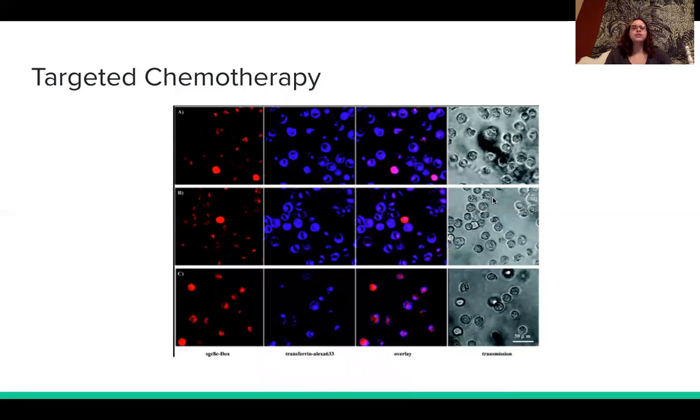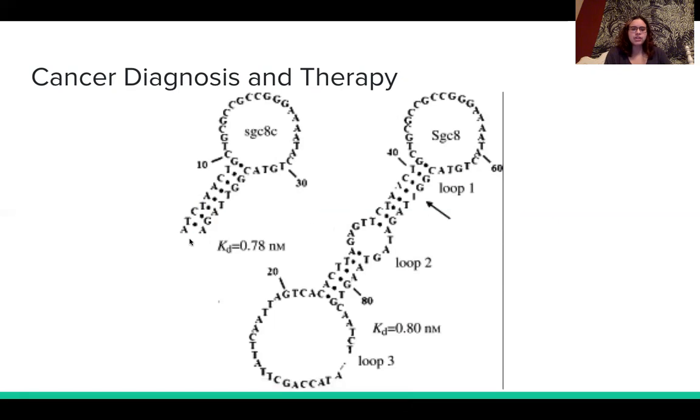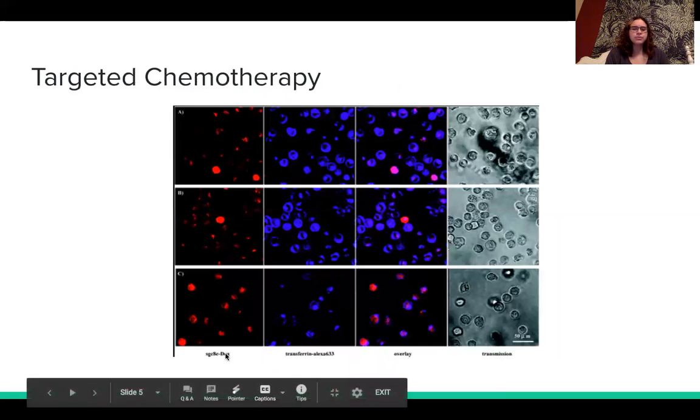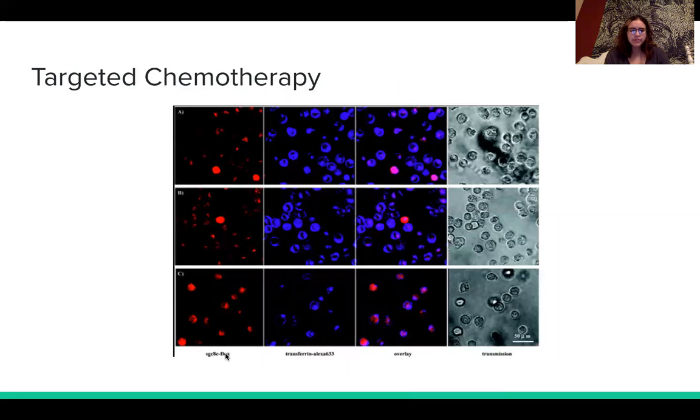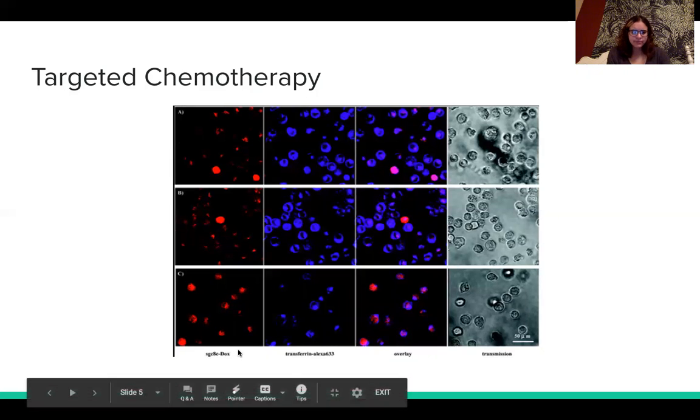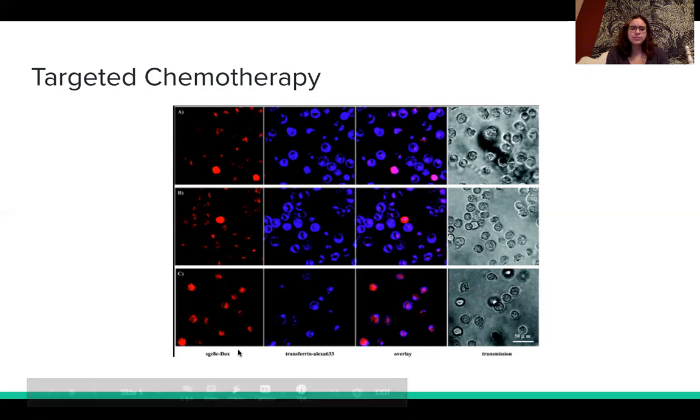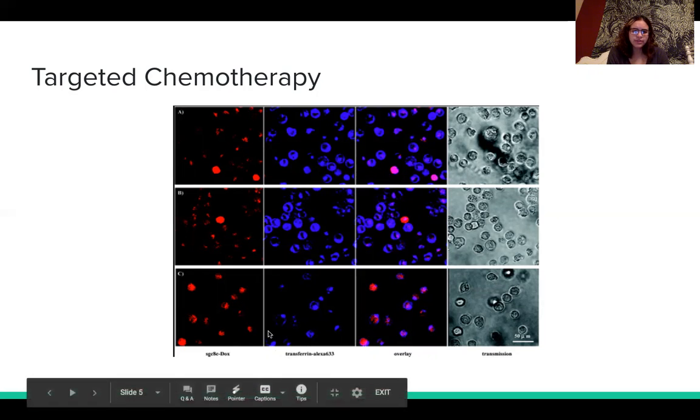The most interesting experiment I thought they did was one that involved targeted chemotherapy, in which they used this aptamer, SGC8C. They covalently linked it to doxorubicin, an anti-cancer drug, and made this conjugate, and it possessed properties of high binding affinity and was able to penetrate the endosome of these cancer cells here.